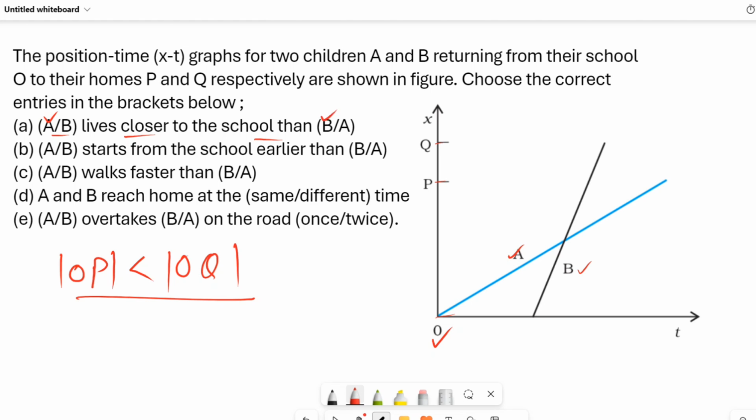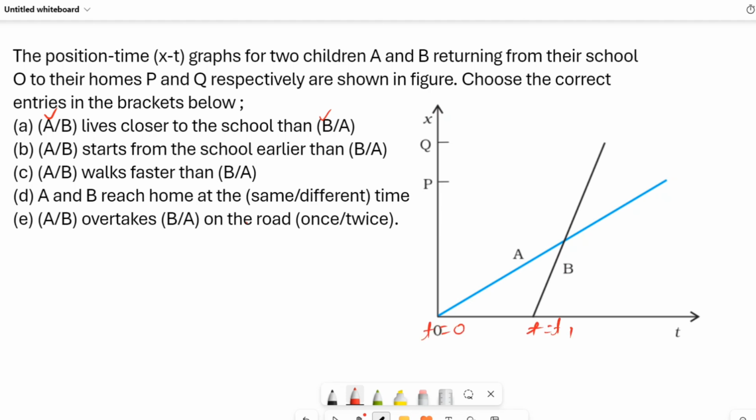Now moving on to the second question, it is asking whether A or B starts from the school earlier. Now we can see clearly that A is starting at time t equals 0 and B is starting at some time, let's say, t equals t1. And obviously t equals 0 is less than t equals t1. So we conclude that A starts from the school earlier than B.